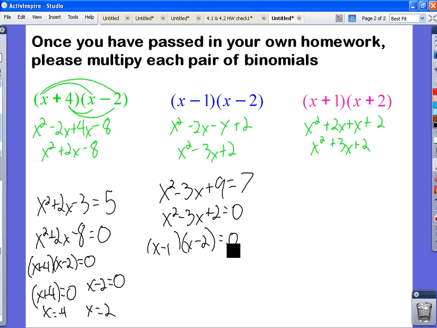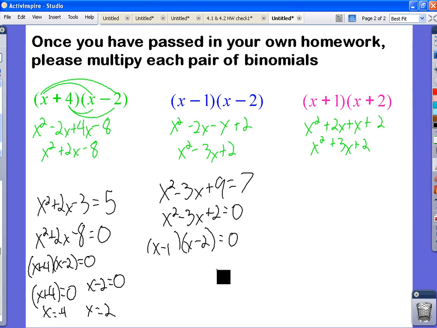If we didn't know that, how would you, like, reverse FOIL? Excellent question, and that's what we're going to talk about. And reverse FOIL is a good word. The word we're going to use is factor. We're going to take this and we're going to factor it so that it's two factors. You know what the word factor means.